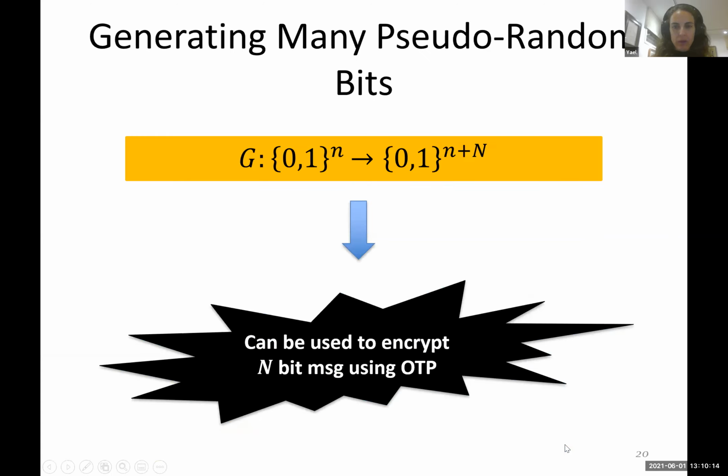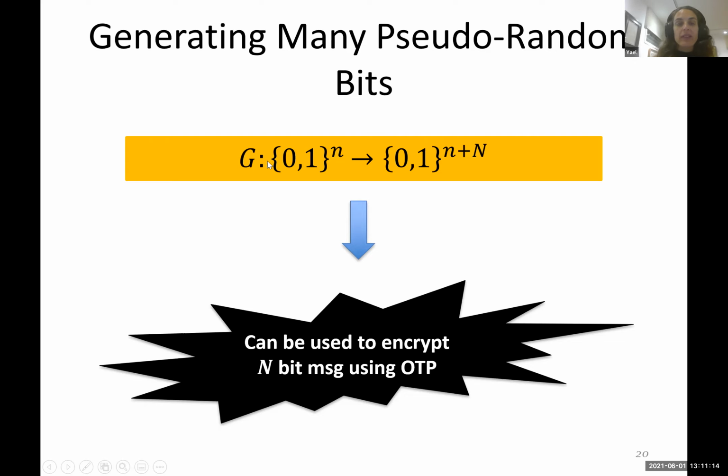What we really want is to be able to generate many bits of randomness, not just one. So I want a function, which we'll call a pseudo-random generator because it's generating pseudo-random bits. It's an efficient function that takes a random n-bit string and adds, let's say, any big N random-looking bits to it. So it generates, in addition to the small n, a big N number of bits, not just one. If I have such a thing, then I'm golden. Then I can use it to encrypt big N bits using the one-time pad.